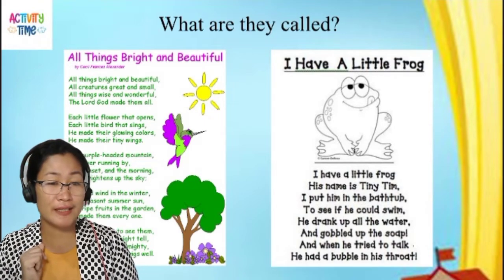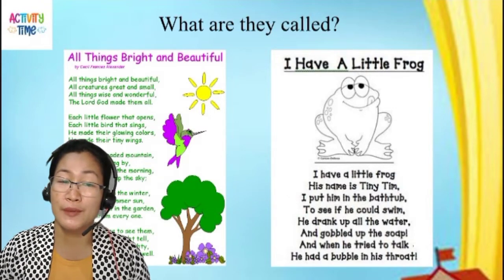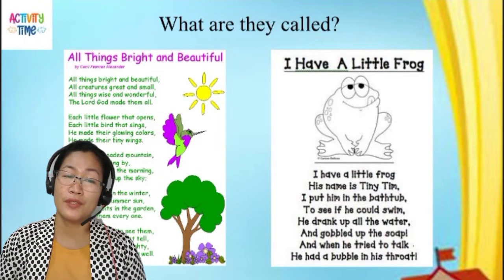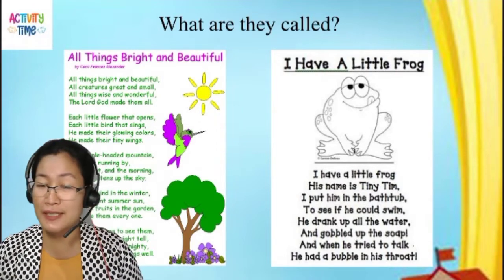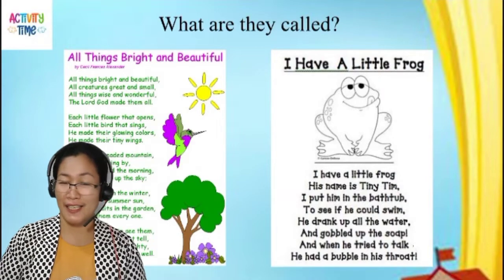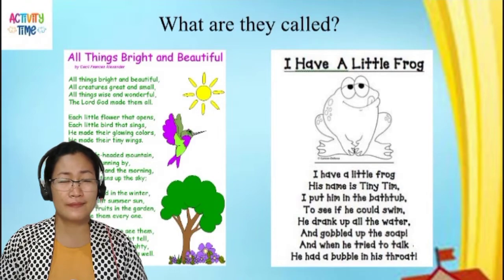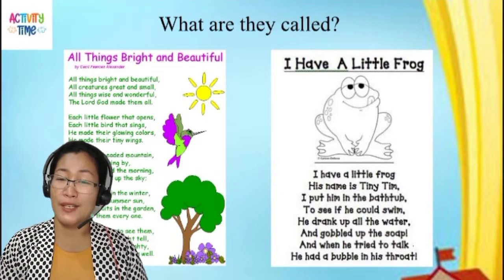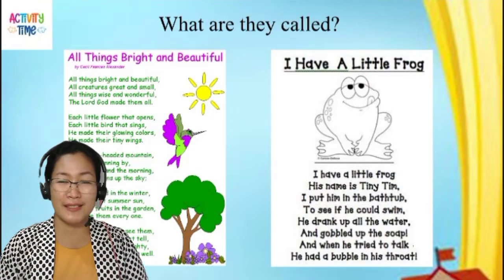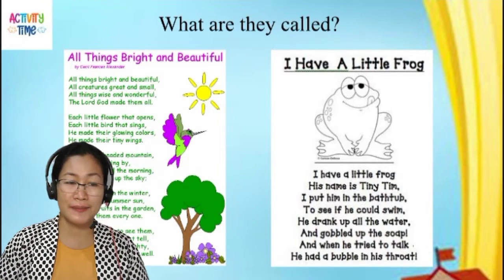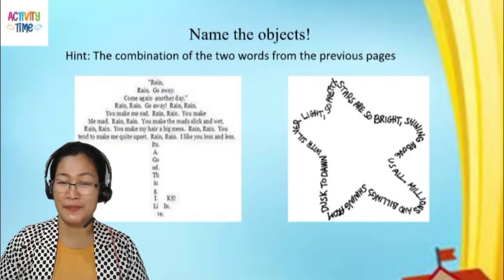Okay, so yes, we can see a couple of writings here with structure. There are also words, arrangements of words. And there are two objects here. Who knows what they are called? Okay, so they are called poems. That's correct.